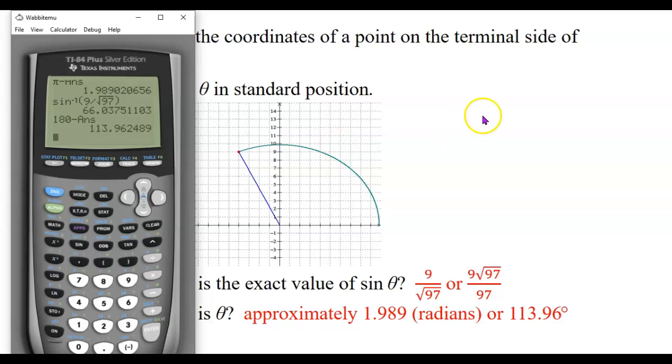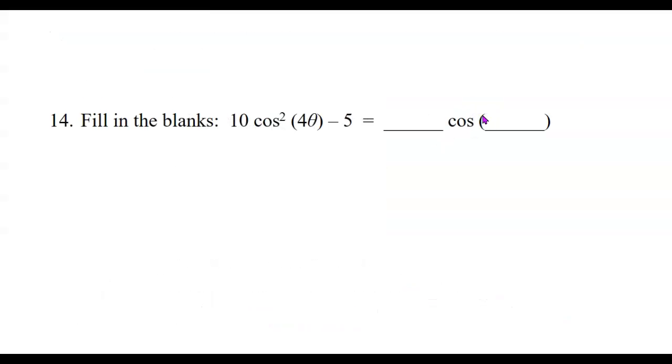Number 14. Fill in the blanks. 10 cosine squared of 4 theta minus 5 equals blank times the cosine of blank. So we're dealing with the expression 10 times cosine squared of 4 theta minus 5. And can you think of something that fits that pattern in one of the identities that we've worked with?